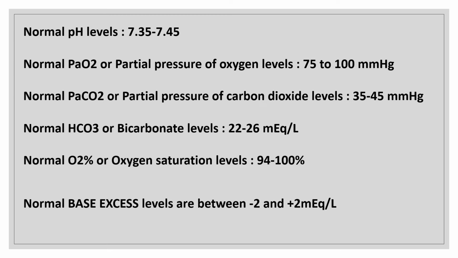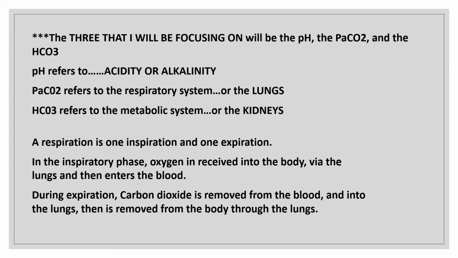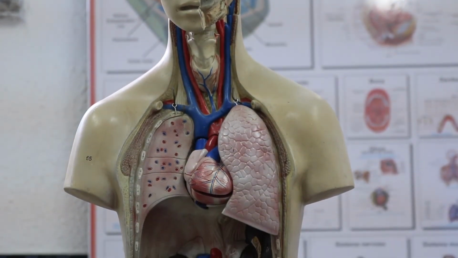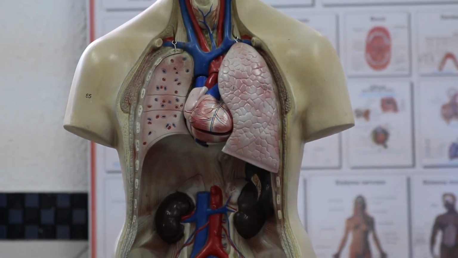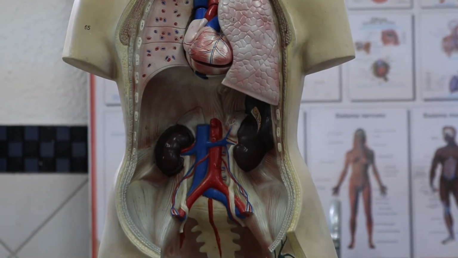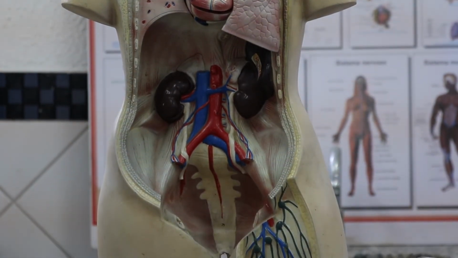Normal O2% or oxygen saturation levels is 94 to 100%. Normal base excess levels are between -2 and +2 milliequivalents per liter. The three that I will be focusing on will be the pH, the PaCO2, and the HCO3. pH refers to acidity or alkalinity. PaCO2 refers to the respiratory system or the lungs. HCO3 refers to the metabolic system or the kidneys.